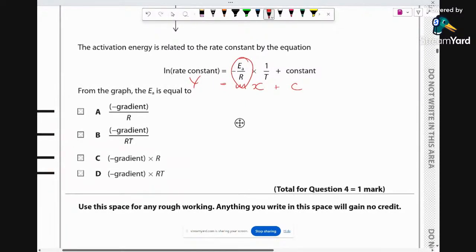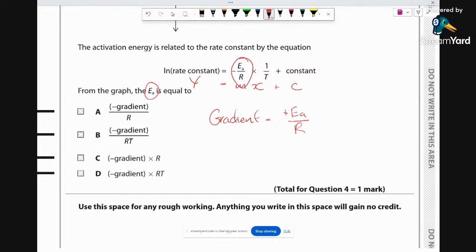So it then says from the graph, the EA is equal to. Okay, so we know that the gradient equals minus EA over R. Notice, by the way, that the minus is actually in front of the whole thing. I don't tend to put it like that. I tend to do it as minus EA over R like that. But I'm not entirely sure what the maths rules are, associative rules. But the premise here is that it doesn't really make an awful lot of difference. So in order for me to get a positive EA, the first thing I need to do is flip its sign.